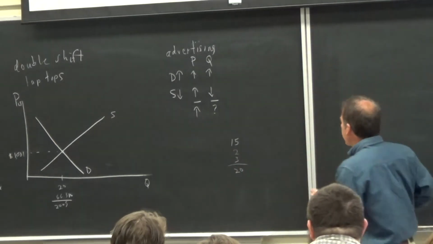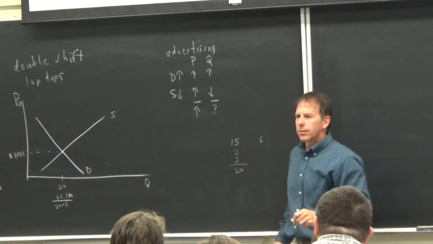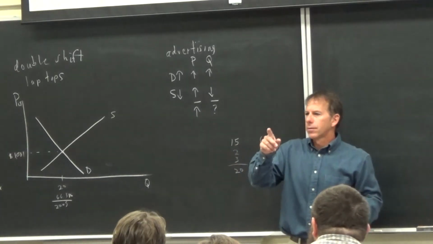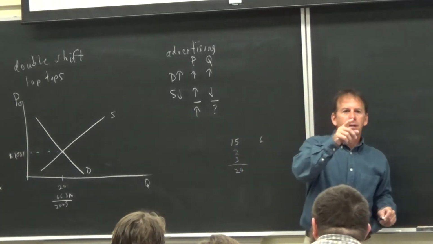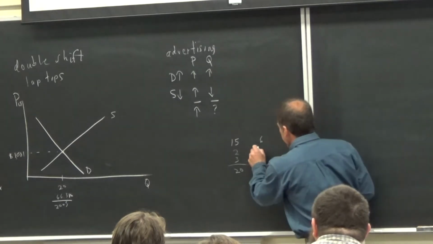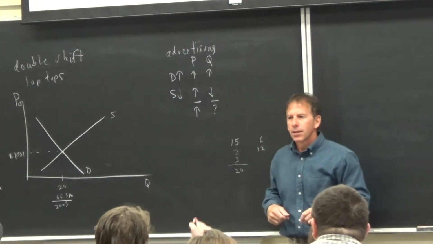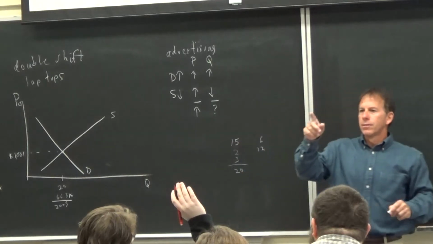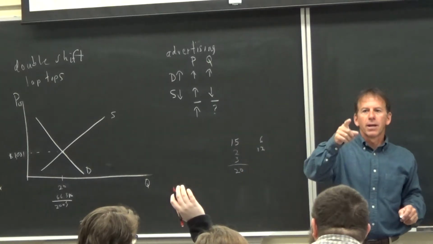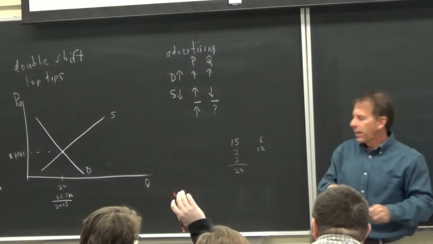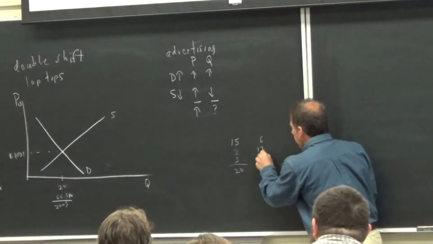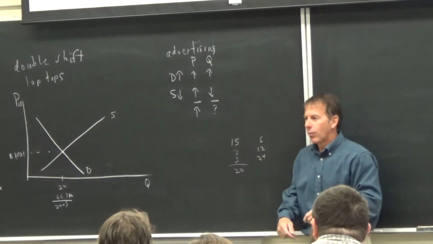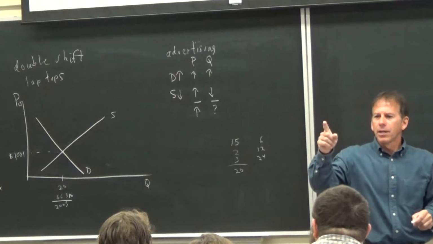Okay, 1, 2, 3, 4, 5, 6. How many have 2? 1, 2, 3, 4, 5, 6. So that's 12. How many have 3? Okay, 1, 2, 3, 4, 5, 6, 7, 8. That's 24. Anybody have 4? Okay, 1, 2, 3, 4.